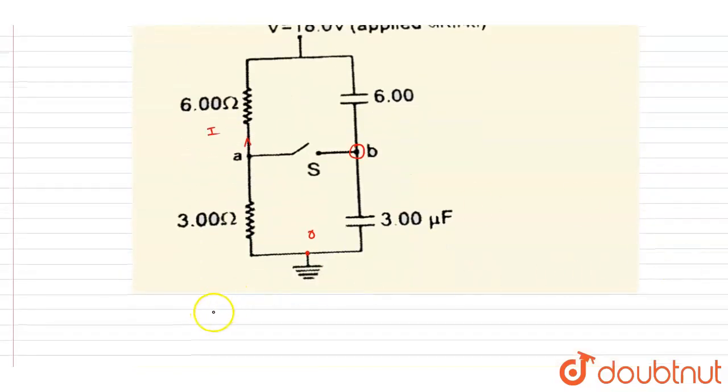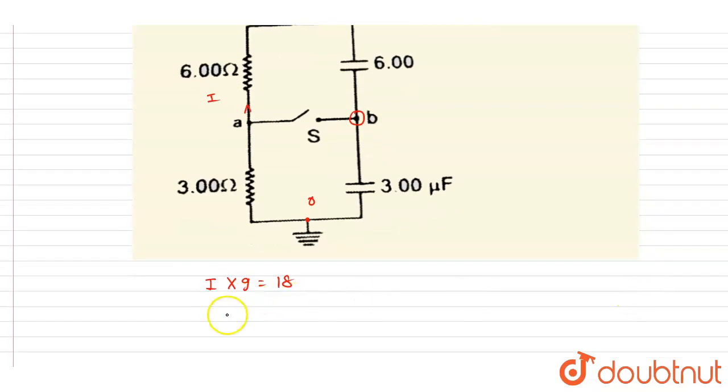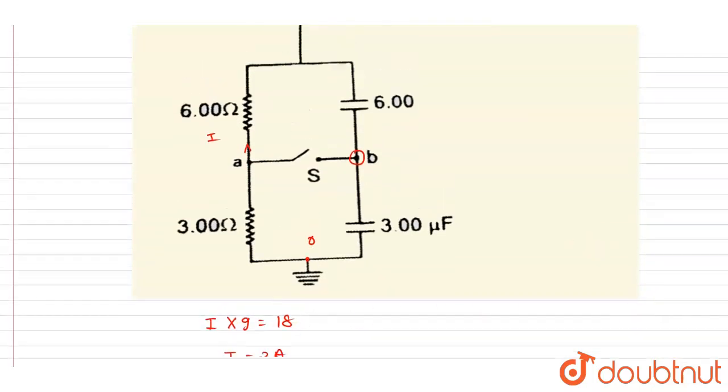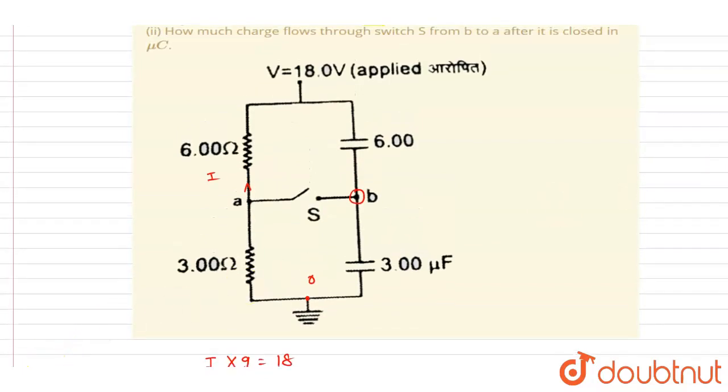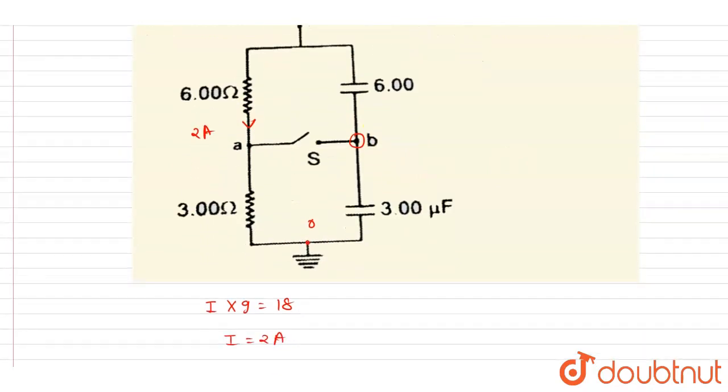So you will write down I into 3 plus 6, it will be 9, equals 18. So the current will be equal to 2 ampere. The current will flow from higher potential to lower potential. That is 2 ampere. Now we want the potential at point B, right?